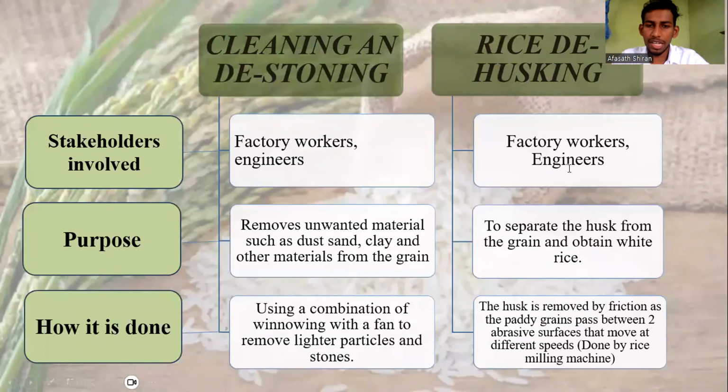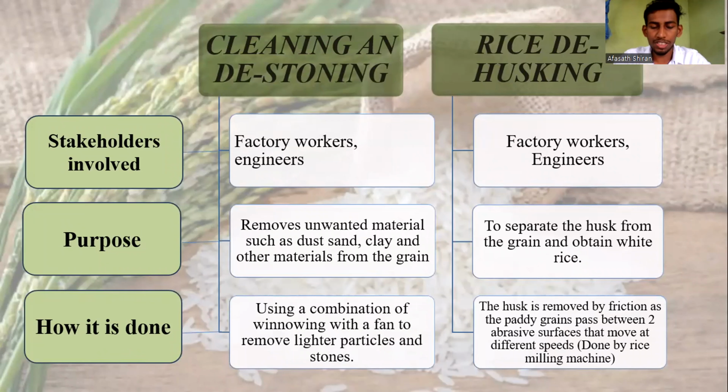And cleaning and destoning, this is the 5th step of the process. It's done by the factory workers and engineers. This step is done to remove unwanted materials such as dust, sand, clay, and other materials from the grain. It's done using a combination of winnowing with a fan to remove light particles and stones.